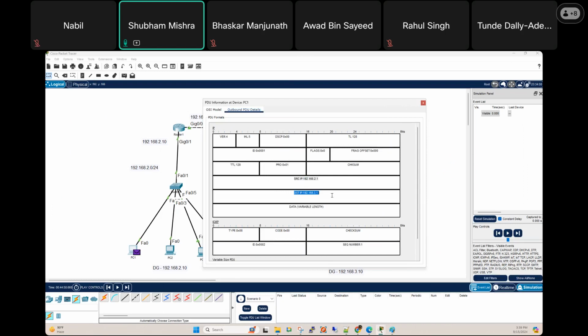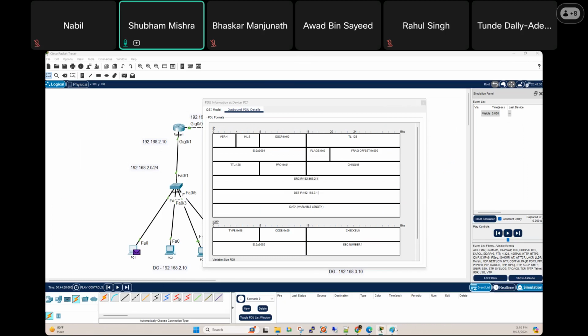Destination IP is 3.1. But still you do not have what? The ICMP packet's source MAC and destination MAC. Because please don't think like this.